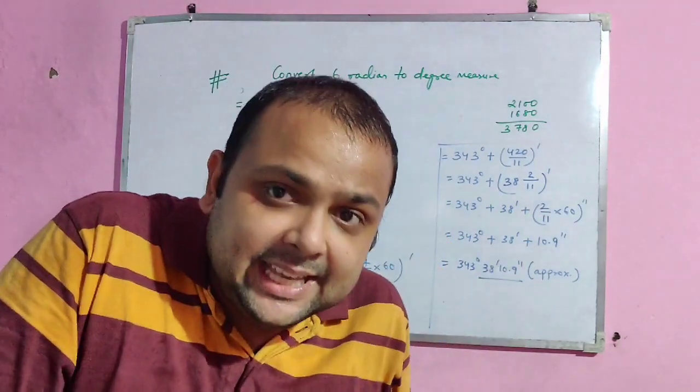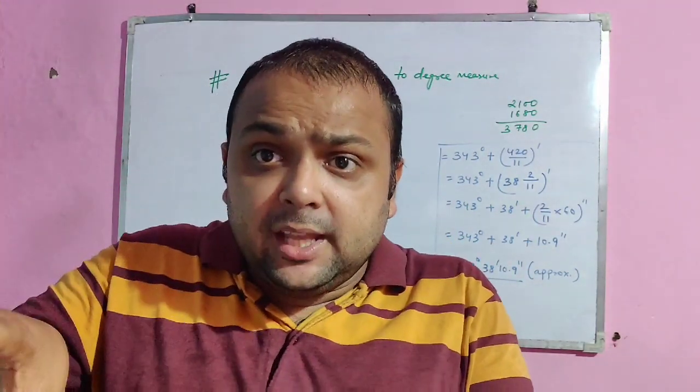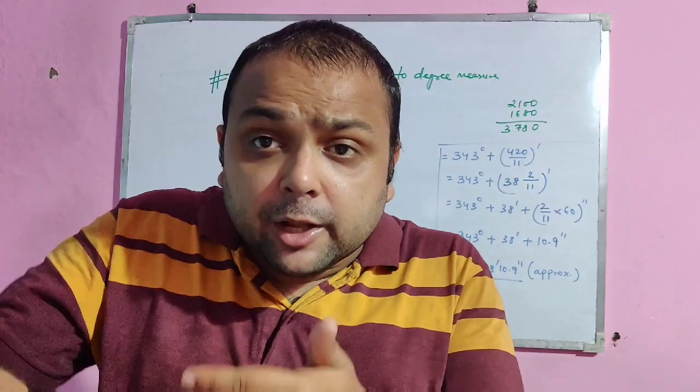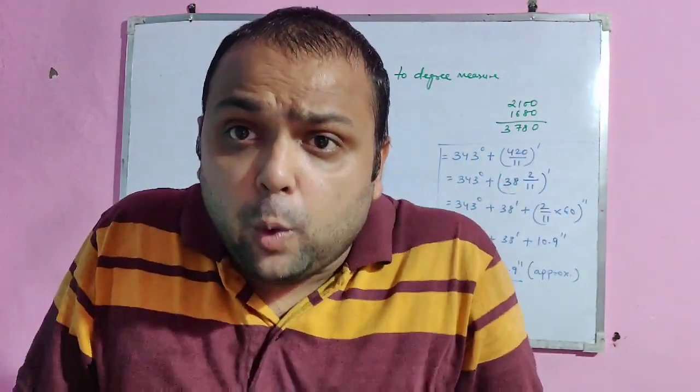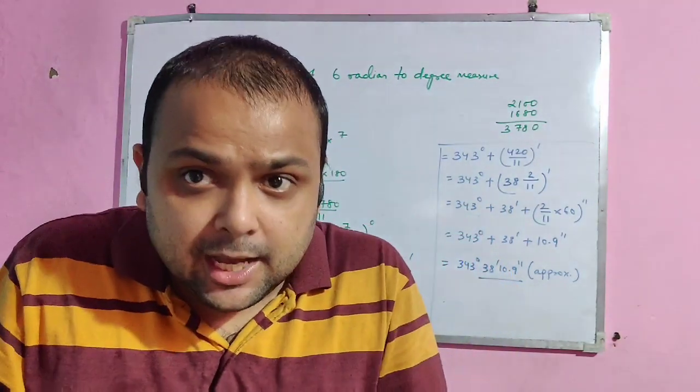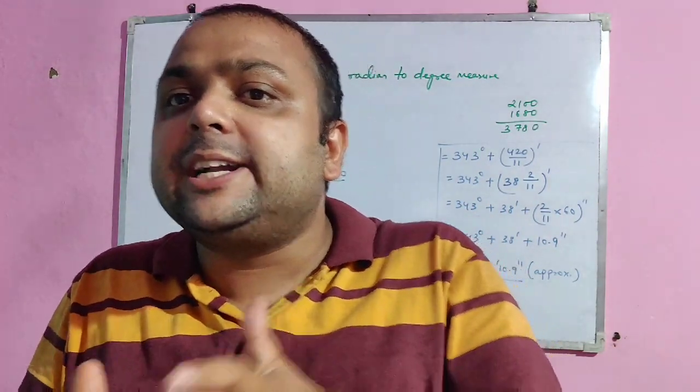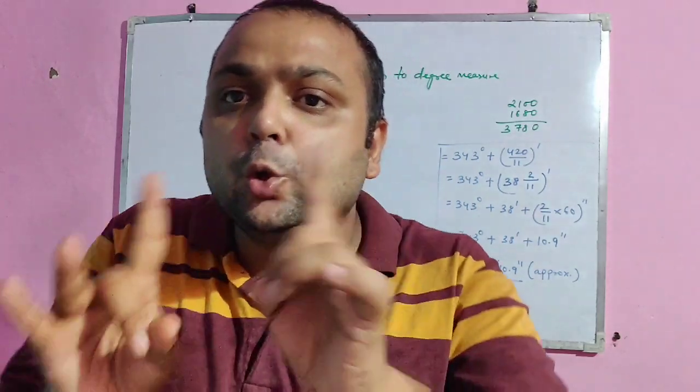First you calculate the degree, then the fraction remaining in the mixed fraction part you should convert to minutes, then again, if it is required, convert it into seconds. I hope you understand how to convert degree to radian and radian to degree.